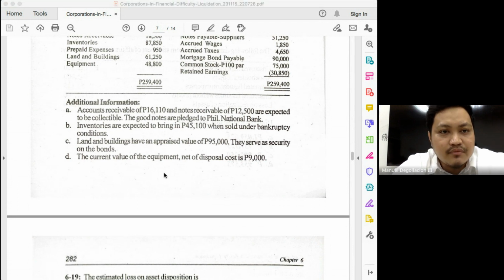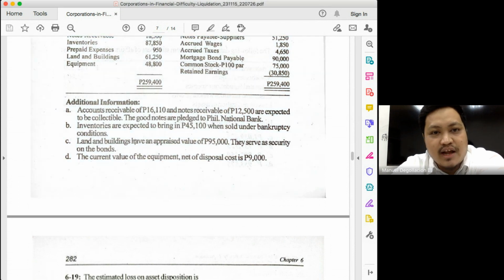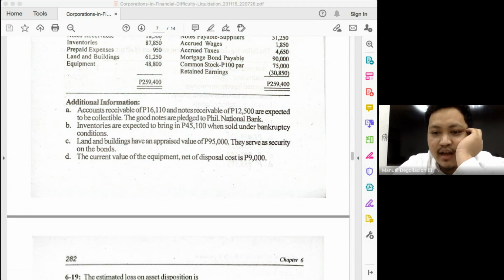And then for your land and building, the appraised value is 95. So this will actually give you a gain, class. So this will not be part of your answer in 6-19. This will form part of your answer in 6-20. Okay, and then for your equipment, the book value is 48,800. How much is the current value? It's 9,000. There's a big loss here from 48,800. It will be brought down to 9,000. And the difference again will form part of your answer in 6-19.